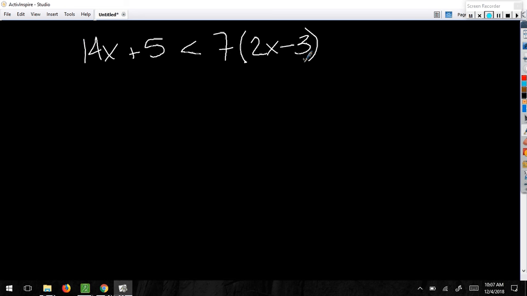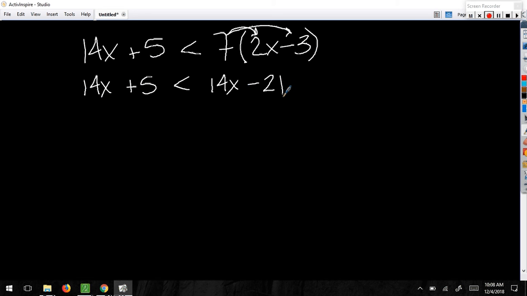Looking at this, I'm not telling you what's special about it. You're going to see what's special about it when we get to the end. So I want you to solve it as normal. When you look at this, what's the first thing that you think you should do? Distribute. So I have 14x plus 5 is less than 14x minus 14. All right, I have an inequality with x's on both sides of it.